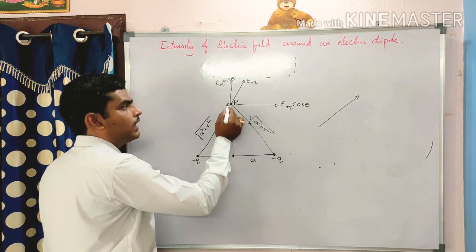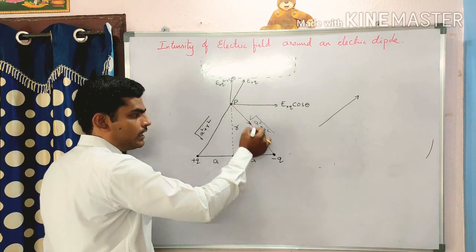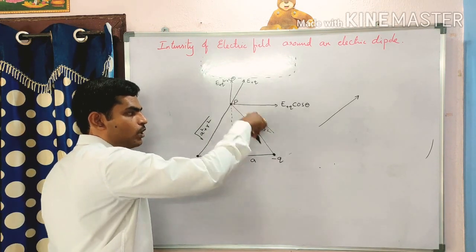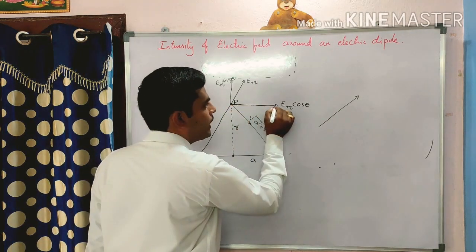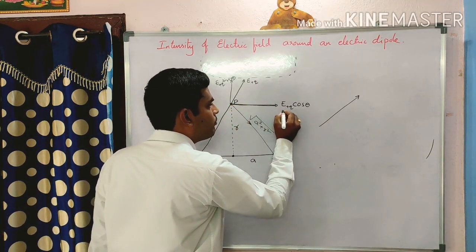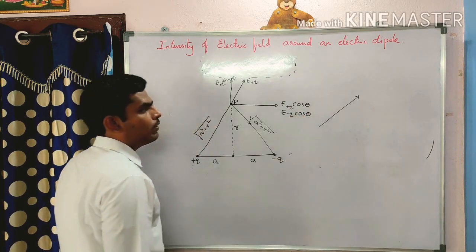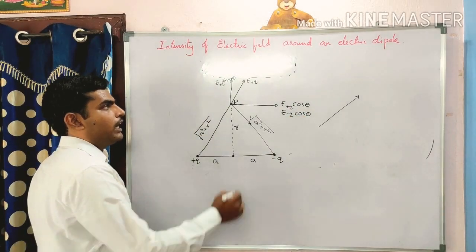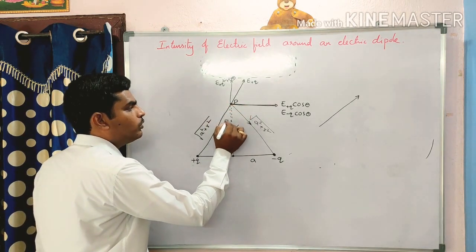Similarly, for the negative charge, the direction of the electric field is towards the negative charge. Its horizontal component is again along the same line as that of the positive charge: E minus Q cos theta. And the vertical component, in the downward direction, is E minus Q sin theta.